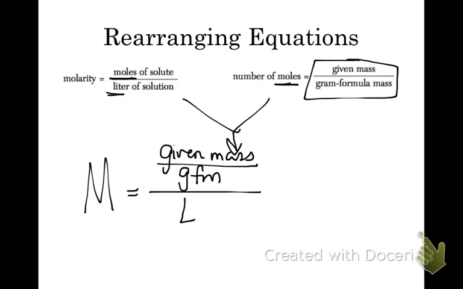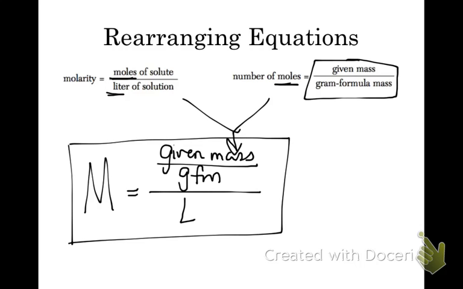So don't let me trick you. I might give you milliliters. Make sure that you convert it over to liters by dividing by 1,000. This is generally what we use when we're trying to figure out molarity if they haven't already given us moles. So if they're giving us grams, this is what we'll use, this rearranged equation. If they're giving us moles, we'll use that.